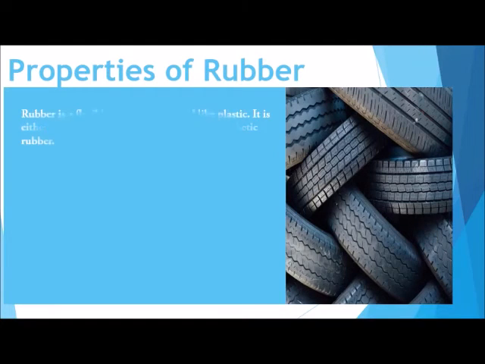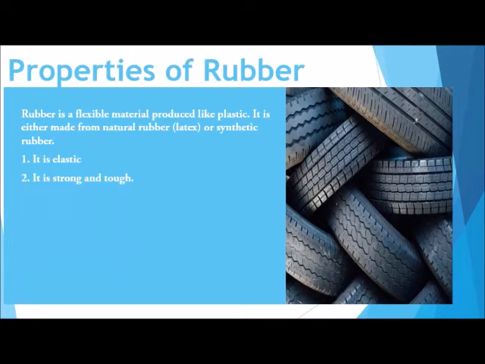Properties of rubber. Rubber is a flexible material produced like plastic. It is either made of natural rubber, that is latex, or synthetic rubber. Now, some of the properties include 1. It is elastic. 2. It is strong and tough.